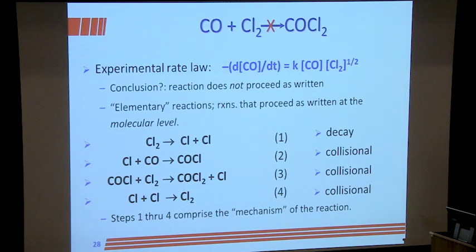If we look at this expression, we can see straight away that this reaction is not elementary. It's not first order with respect to both of the reactants, and therefore cannot be elementary. It's 1.5 order. What if it was CO to the power of 1 and Cl2 to the power of 1? Could we then say it is elementary?